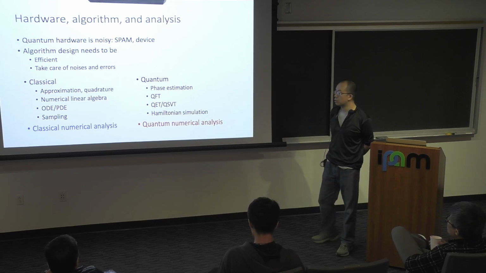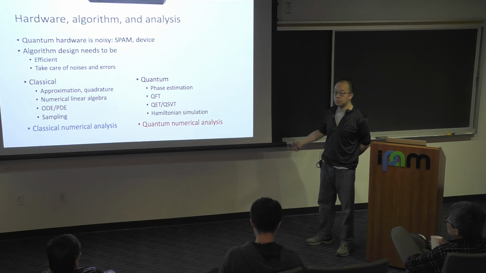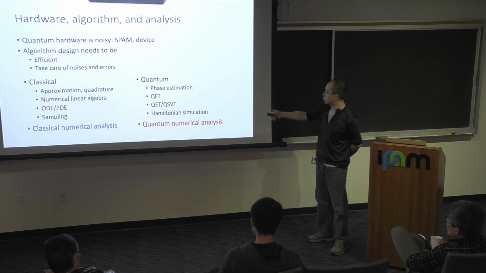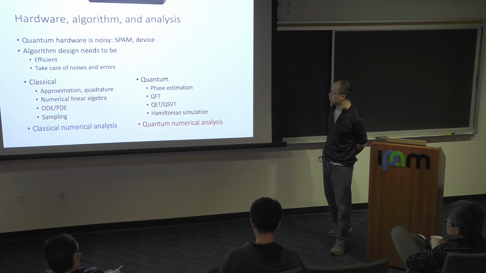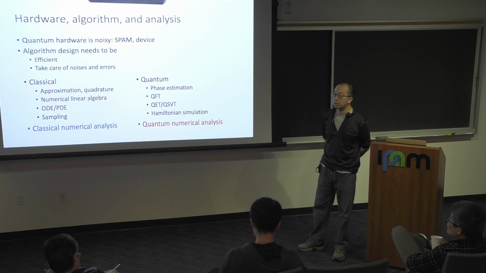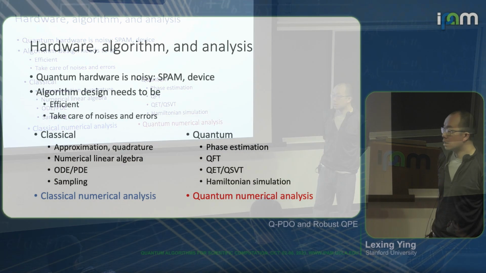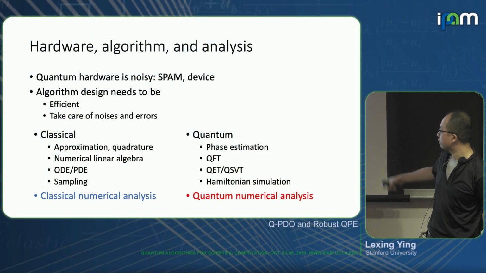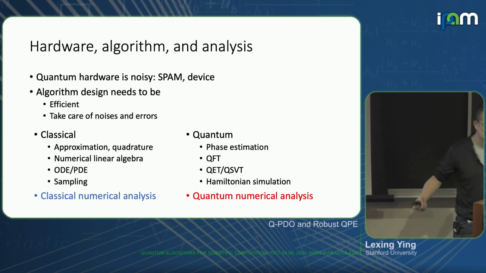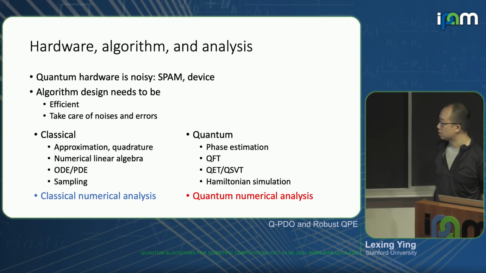We have fundamental building blocks like phase estimation, the quantum Fourier transform, the recent developments on quantum eigenvalue transformation and also quantum singular value transformation. And probably the oldest field is Hamiltonian simulation. All these are fundamental building blocks for the bigger field of quantum scientific computing, and how to design efficient algorithms and analyze them carefully is a very important new field. It's called quantum numerical analysis.